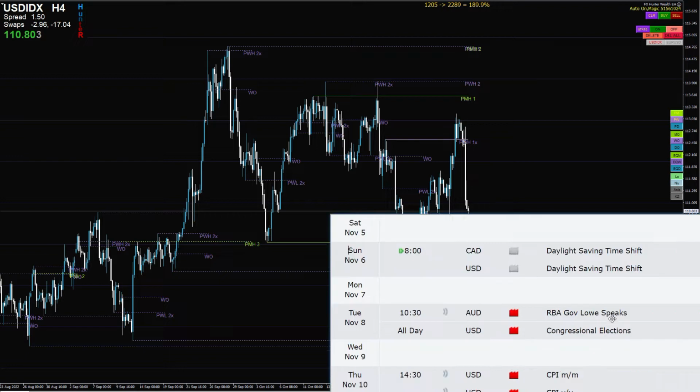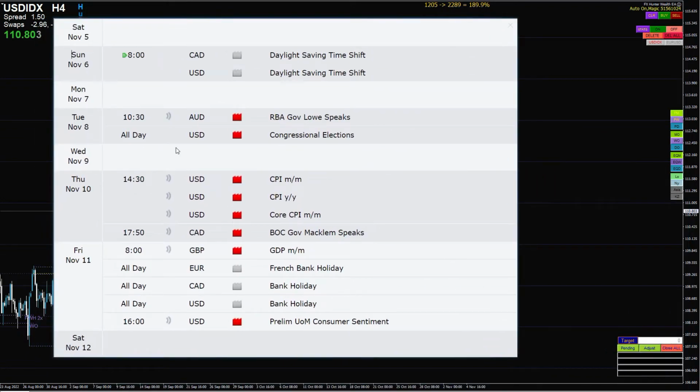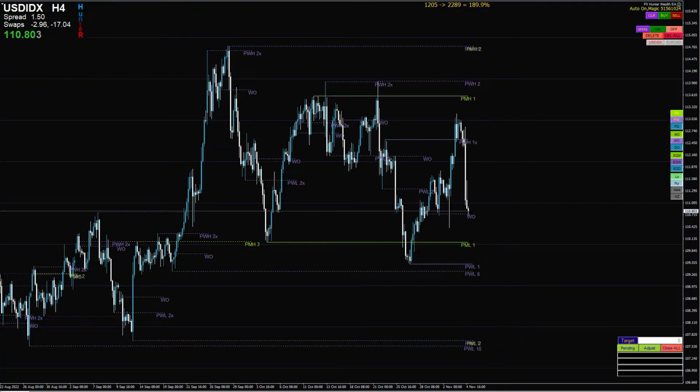I forgot to bring the news, so we will see that on the Monday there's nothing. Tuesday we have Aussie dollar. Okay, there are actually elections to the Congress, so it can move the dollar a bit. Then we have inflation data, and then Bank of Canada, and bank holidays on the Friday. So that would be an interesting week. All right, so dollar I think can go slightly lower.